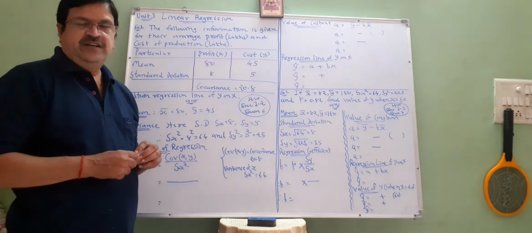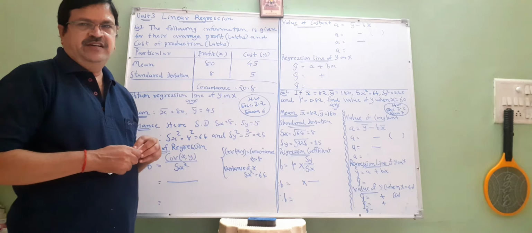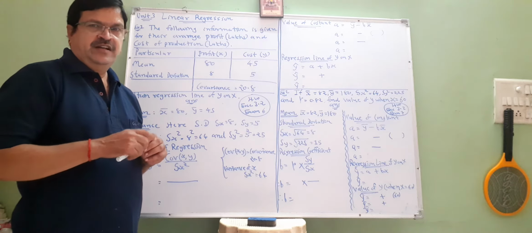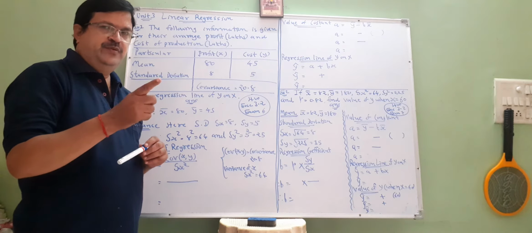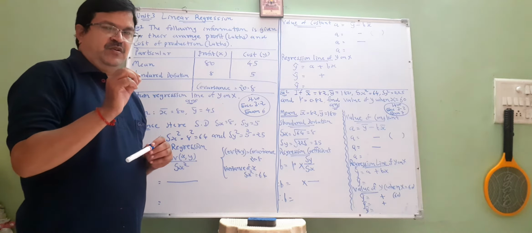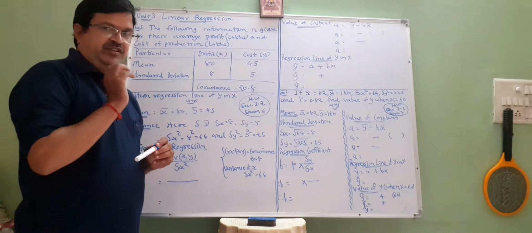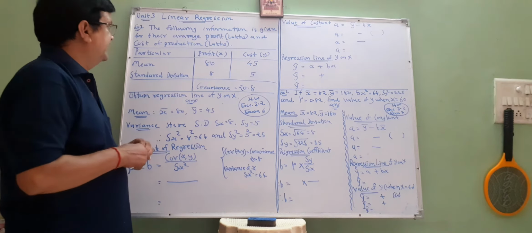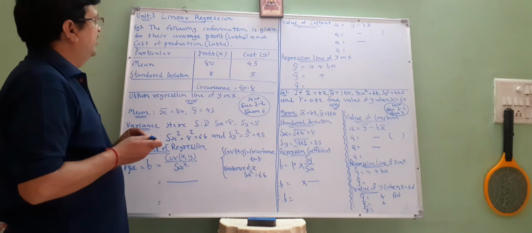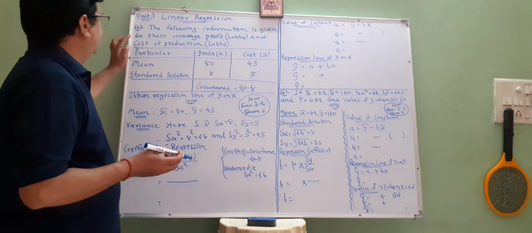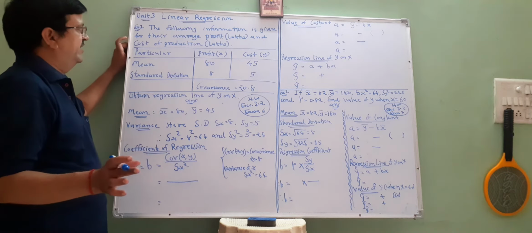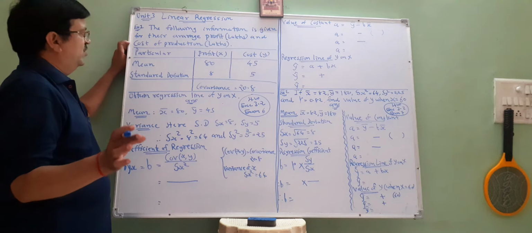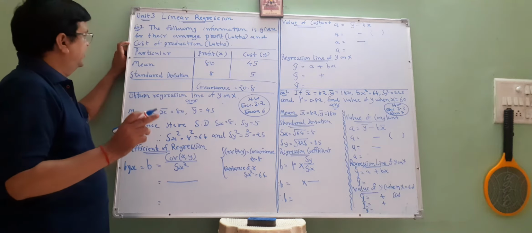We are going to start a new chapter, unit 3, linear regression. I have sent you a picture of the basics of this unit. Please look at this and then try this example. The following information is given for average profit in lakhs and cost of production in lakhs.